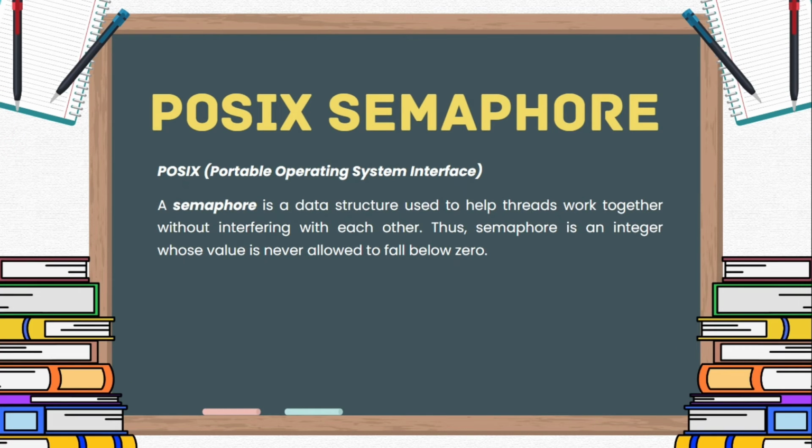When we see POSIX, it is short for Portable Operating System Interface. And when we say semaphore, it is a data structure used to help threads work together without interfering with each other. Thus, a semaphore is an integer whose value is never allowed to fall below 0. So POSIX is simply a standard interface for semaphore. Now, my partner will demonstrate how to run code using POSIX semaphore in C language with the use of the Ubuntu terminals.